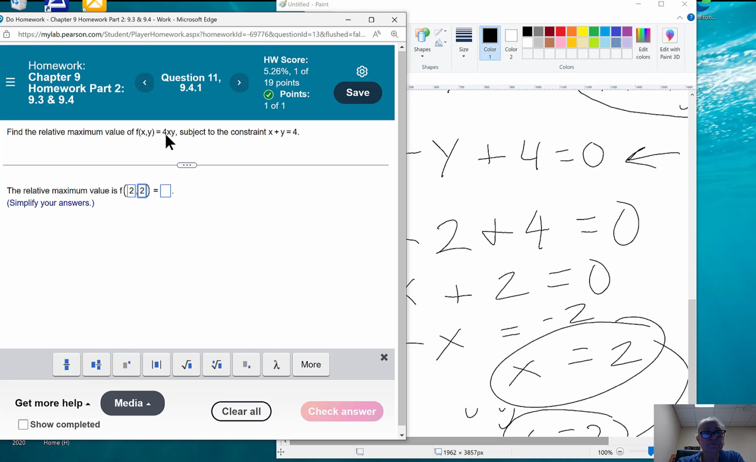So the maximum value of this is going to be 4 times 2 times 2. So that's going to be 16. So once you find the x and y, you just substitute it into the function, and then you'll find your maximum value.